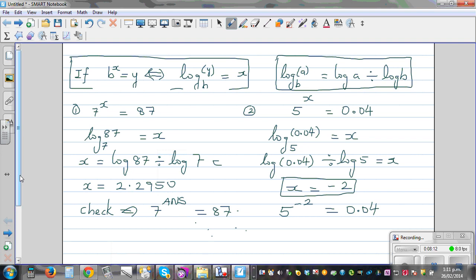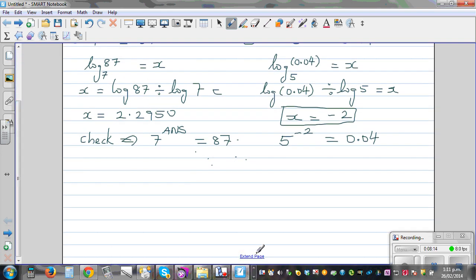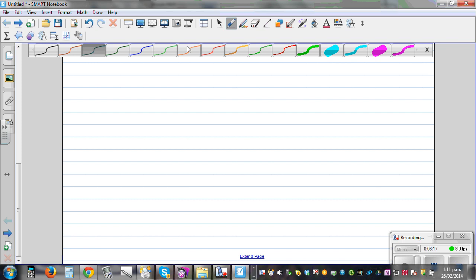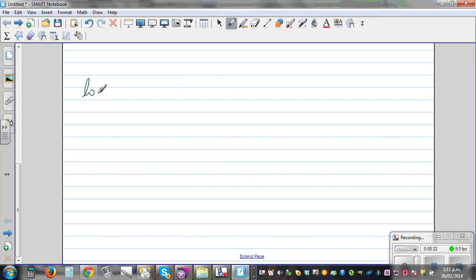Okay, so let's do some log equations. Okay, so let me scroll it up. Okay, so what's the log equation? So let's write a crazy log equation. So log base 5 of x is equal to 3.2. So what does this mean? From log form, we can write this into exponent form. So let me write it like this: 5 raised to 3.2 is equal to x.